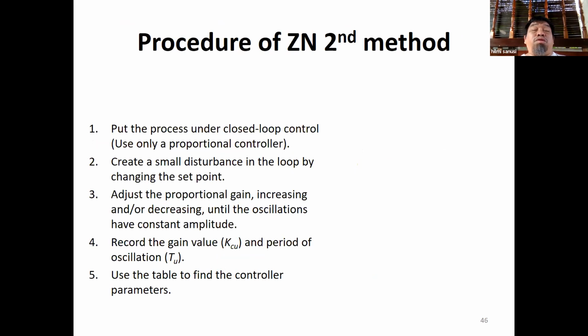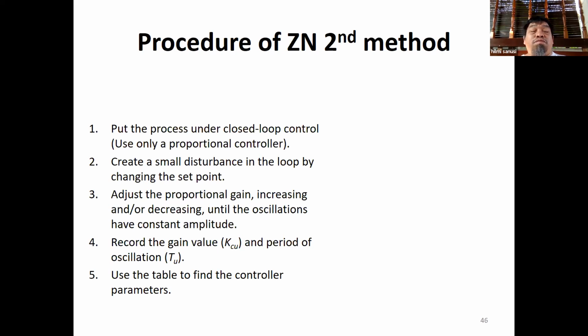So you put the process under closed loop control, and then you use a proportional controller. You vary the gain, and then you create a small disturbance in the loop by changing the set point. Means that you change the input, and then you change the gain. So it adjusts the parameter, proportional gain. So you vary the input. Let's say input daripada 1 jadikan 2 atau menjadikan 5, and then you bagi gain dia lagi besar. And then you record the gain, sampai dia start to oscillate.